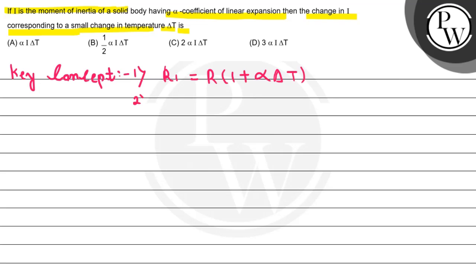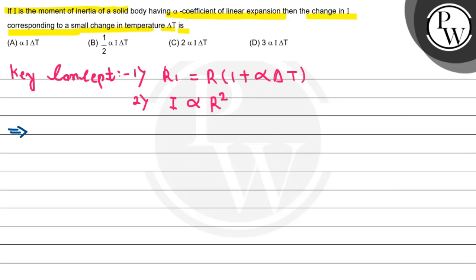Now, second key concept that we are going to use for this question is moment of inertia for a solid body, which is denoted by I, is proportional to the radius square. Now, let us start with the solution.